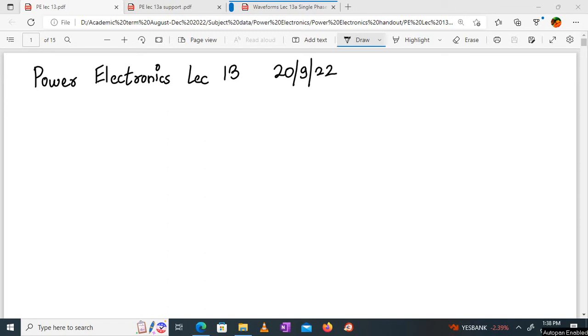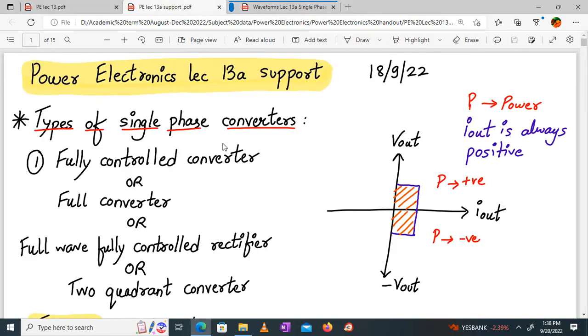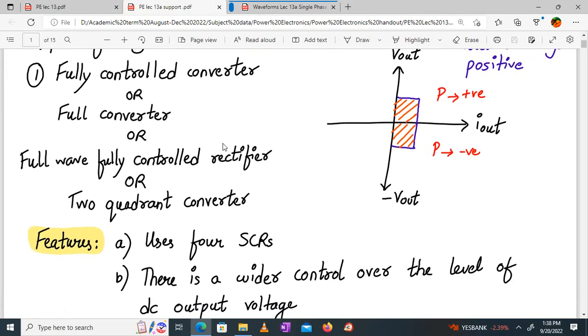Lesson number 13, we are going to start with first discussing the different types of converters. The first half of converters we have already covered, that is the fully controlled converter. Its other name is full converter or full wave fully controlled rectifier, or it is also called a two quadrant converter. Now let us see why it is called a two quadrant converter.